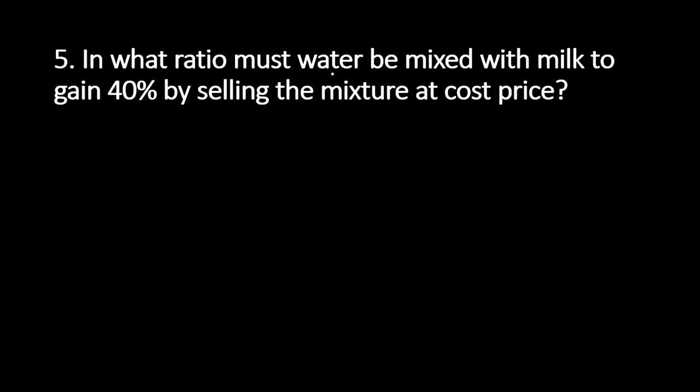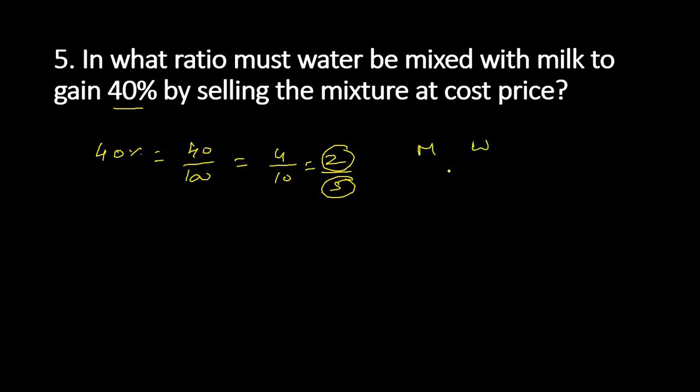In what ratio must water be mixed with milk to gain 40% by selling the mixture at cost price? First, 40% is equivalent to 40 by 100, which is equivalent to 4 by 10, that equals 2 by 5. For every 5 parts of milk, you have to add 2 parts of water. So milk and water must be mixed in the ratio 5:2.